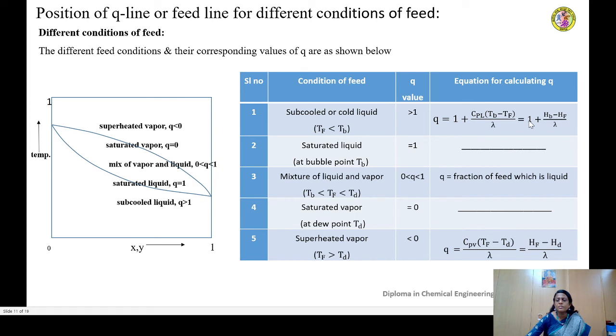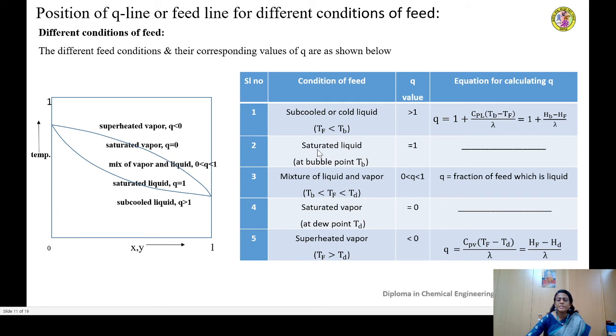You can also calculate the Q value using this equation: 1 plus (Hb minus Hf) divided by lambda. Hb and Hf are the enthalpy of feed at bubble point and at feed temperature respectively. Okay, and whichever temperature it enters, that is the Hf, and the enthalpy at its bubble point is Hb.